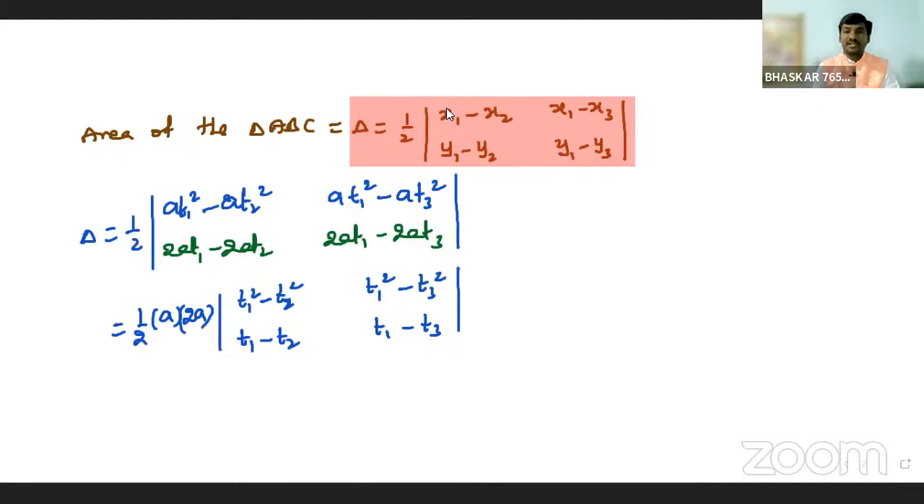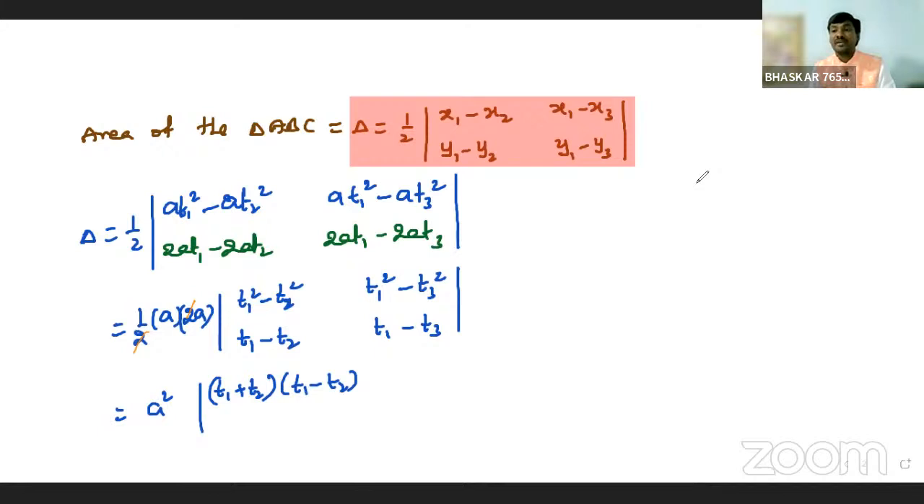Here you can cancel this 2 and 2, in the outside you can cancel the 2 and 2. Here a into a is a square into t1 square minus t2 square. We can write it with the a square minus b square formula. That is a plus b into a minus b. So that means t1 plus t2 into t1 minus t2.